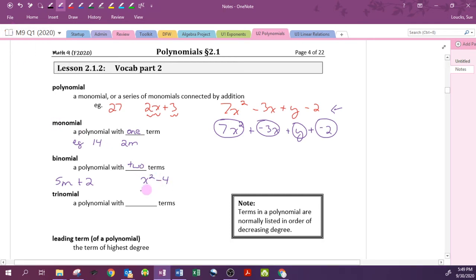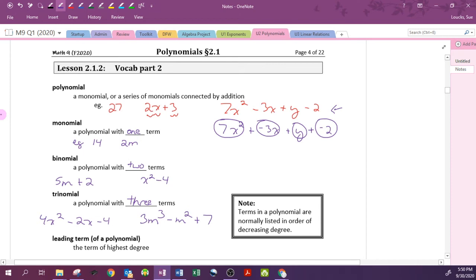A trinomial, I'll bet you can guess that that's a polynomial with three terms. Think tricycle or tripod. So 4x squared minus 2x minus 4 is a trinomial, or 3m cubed minus m squared plus 7. That is also a trinomial, all right?